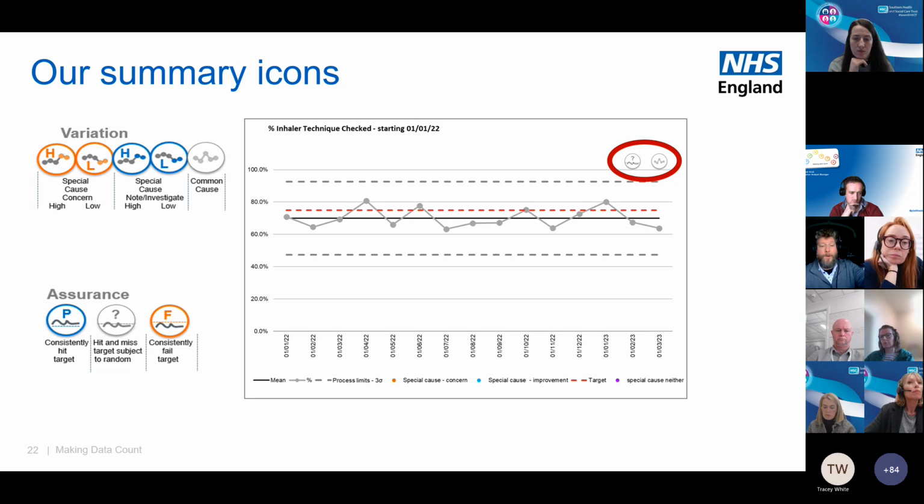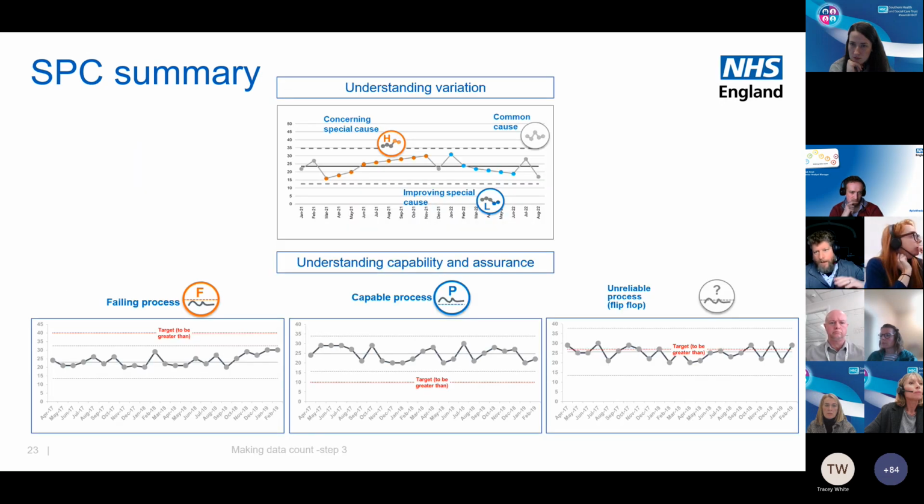If you've got a target on your data, we can accept targets on our charts. Targets will come up as a red dotted line, and you'll get a second icon. This looks at whether we're consistently able to meet a target or not, and it will pop up alongside that variation icon. So if you've got a target, you'll get 2 icons. If you haven't, you'll get just 1 icon, which is a variation icon. So let's have a look at that, understanding variation.